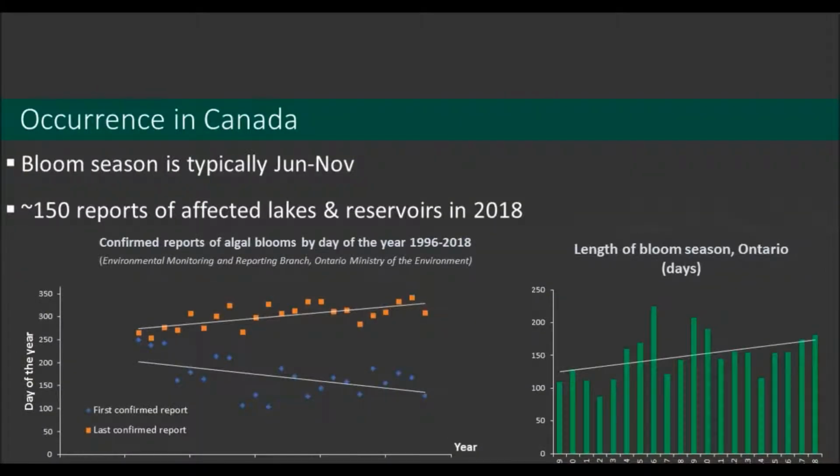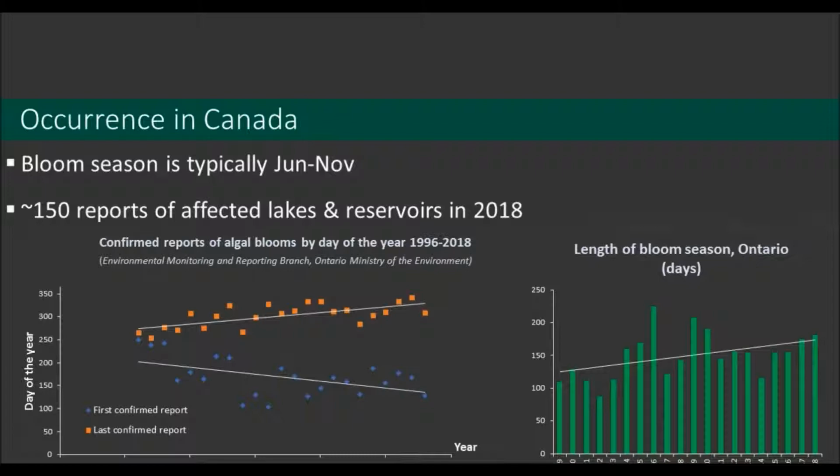So what is the occurrence of blooms in Canada? Well, we typically see them between June and November, but there's evidence of blooms happening all year round. We have one that extended into January 2019 here in BC on Vancouver Island, and there are, as I mentioned, under ice blooms that are seen.